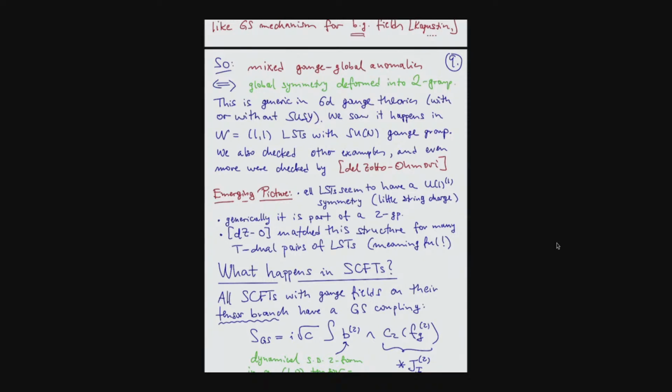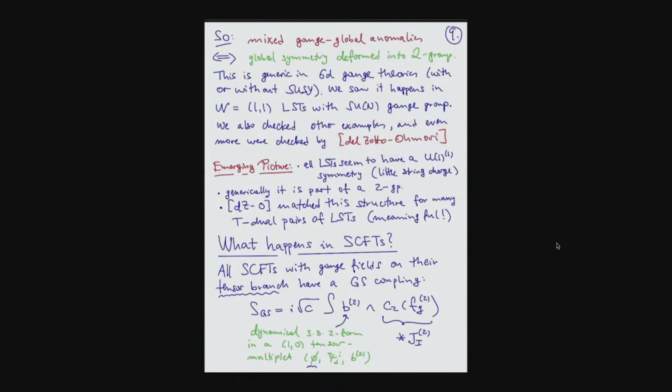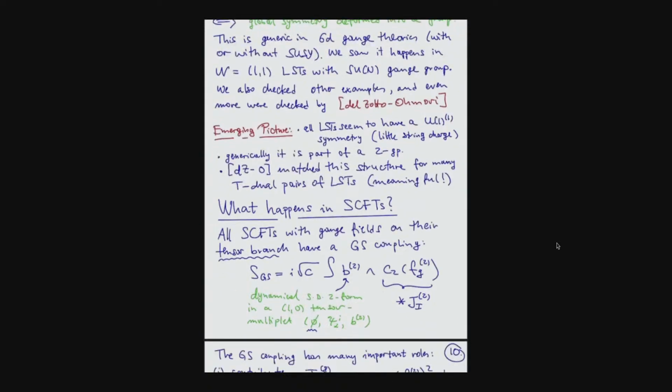So we checked a whole bunch of other string theory examples and found that this phenomenon occurs. And then these authors actually went and did a systematic check of all sorts of examples that have been constructed using F-theory, and systematically checked that the vast majority of them have non-trivial two-group symmetry. So the picture that emerges from this analysis is that all little string theories have a U(1) one-form symmetry. This is essentially the little string charge, at the level of the supersymmetry algebra. And generically, it's part of a two-group. Generically, it mixes with ordinary global symmetries and turns into a two-group.